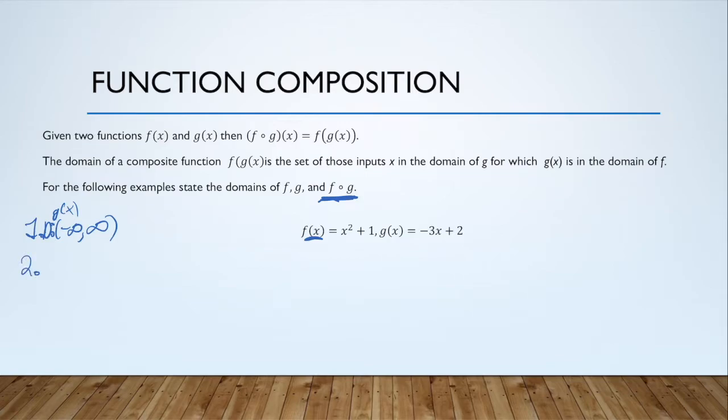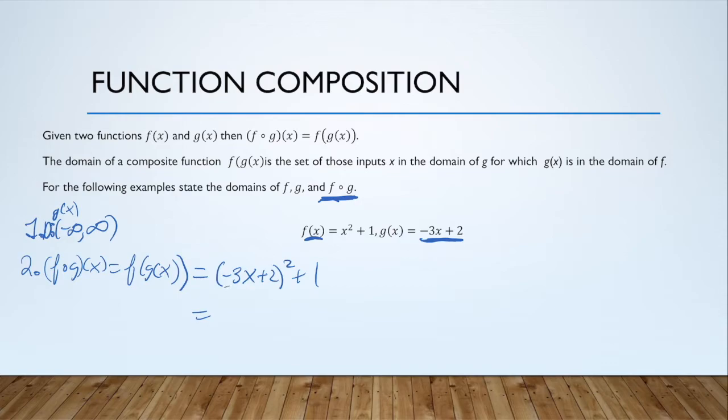Next, we want to find our composite function. So if I take f composed with g of x, that means I'm substituting g of x in for x in f. So many alphabet letters, guys. So my new x is g of x. So I have negative 3x plus 2, squared, plus 1.